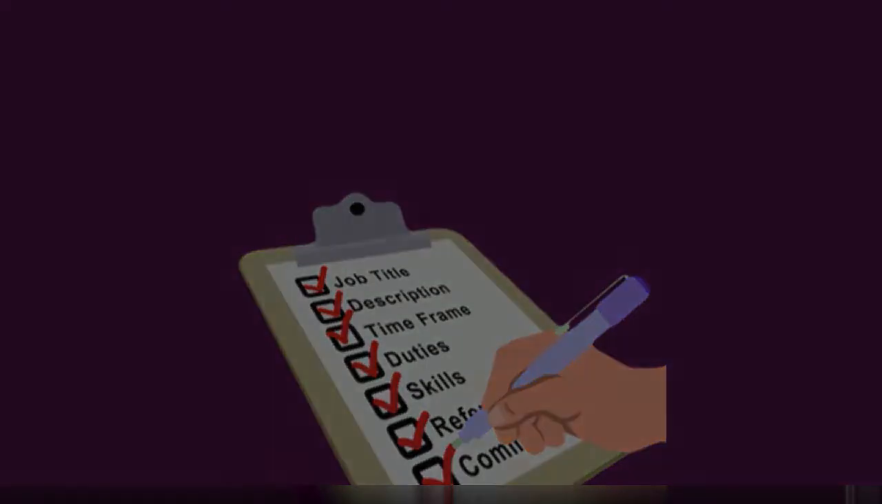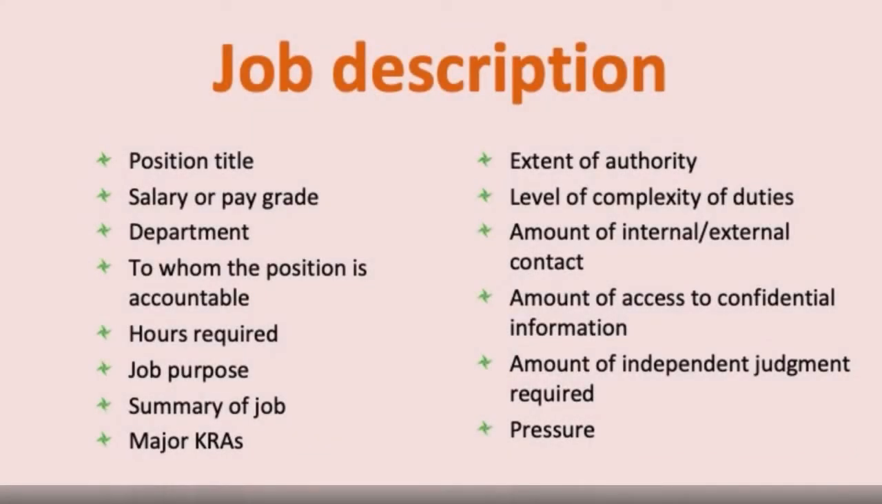Here are some things to include in your job description. Position title, salary or pay grade, department, to whom the position is accountable, hours required, environment, job purpose, summary of job, major KRAs, key results areas, and sample tasks to fulfill not only the responsibilities, but the relative importance of these responsibilities, extent of authority, level of complexity of duties, amount of internal and external contact, amount of access to confidential information, amount of independent judgment required, amount of pressure involved in the job, type of machinery and equipment used, working conditions, terms of employment.